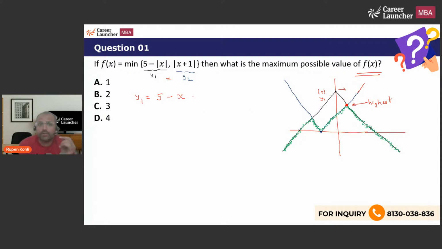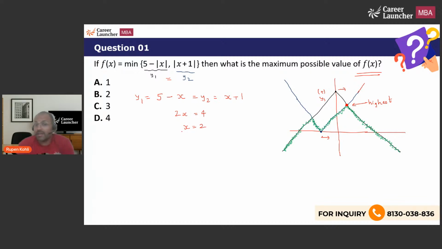And how will y2 open? So y2 is mod x plus 1, this graph, right? So this graph again is to the right of minus 1. So again, mod x plus 1 opens as x plus 1 itself. So we can say 5 minus x equals x plus 1. So we get 2x, right? X plus x, 2x is 5 minus 1, 4, so x is 2.